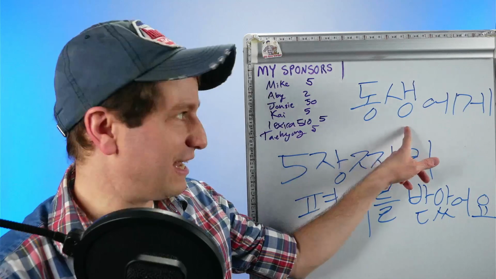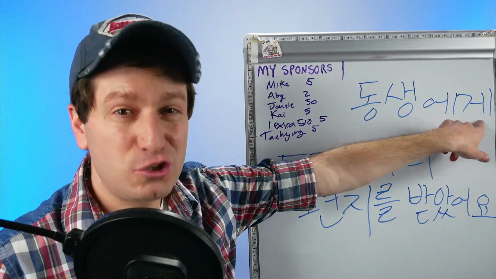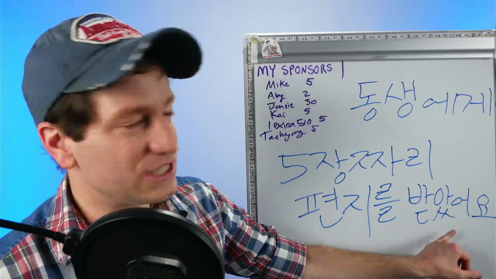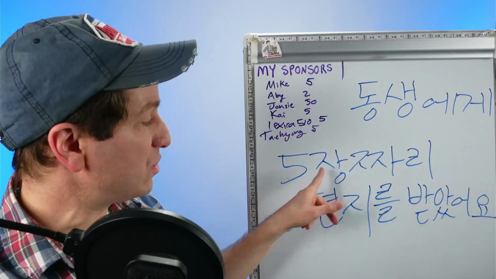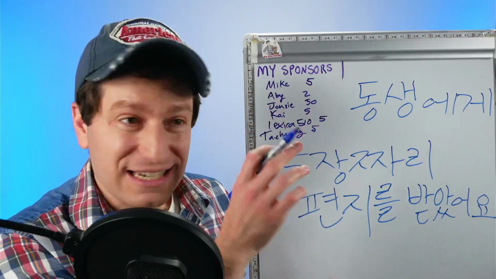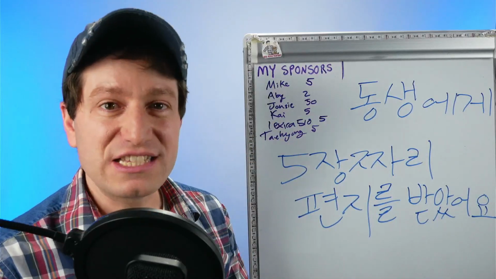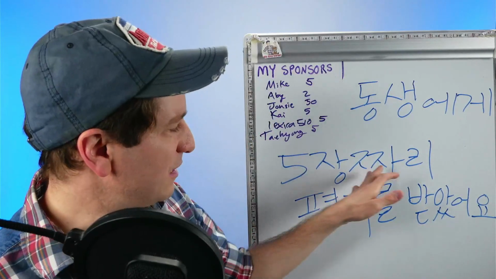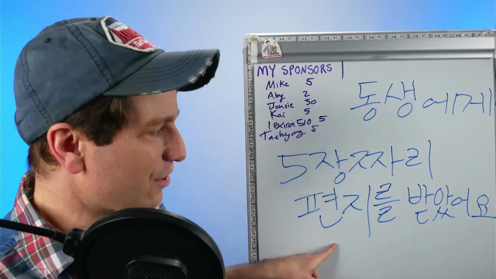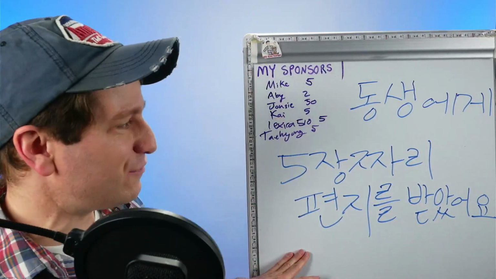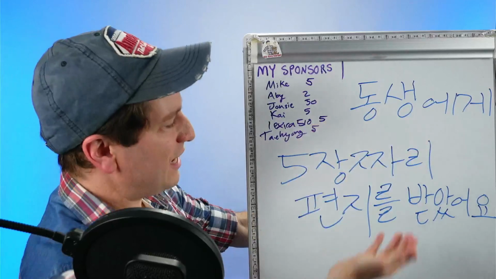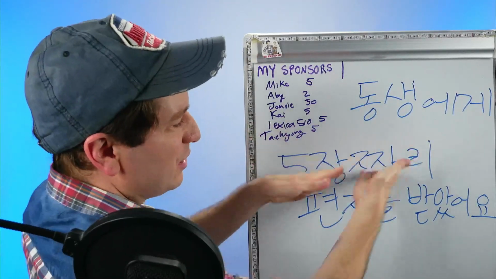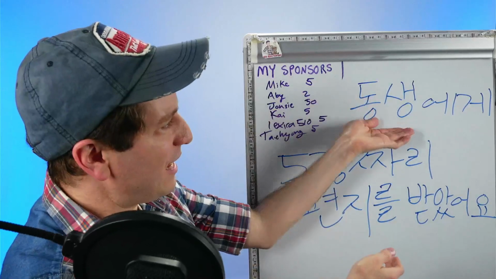동생, younger sibling, 에게. 에게 can mean to a person, or in this case, since it's 받았어요, 받다 to receive or to get, it is from. 5장. 장 is used for flat things, most often for sheets of paper, although it can also be used for t-shirts, since those are also flat. 5장짜리 편지, a letter, 받았어요. So I got a 5-page letter. 동생에게 5장짜리 편지를 받았어요. So I got a 5-page long letter from my younger sibling.